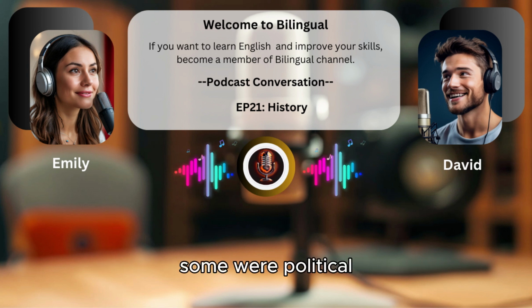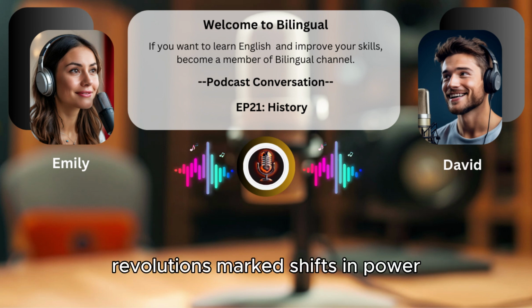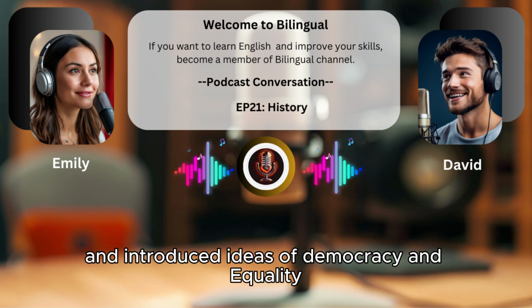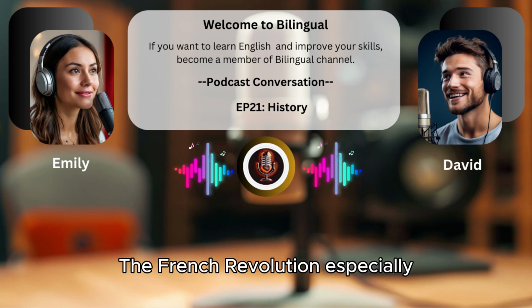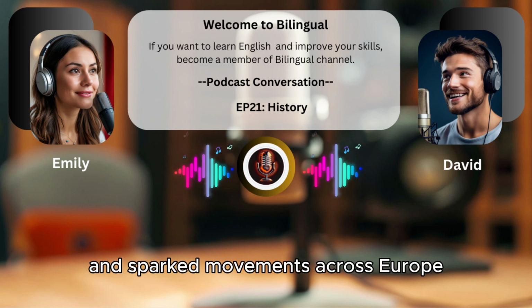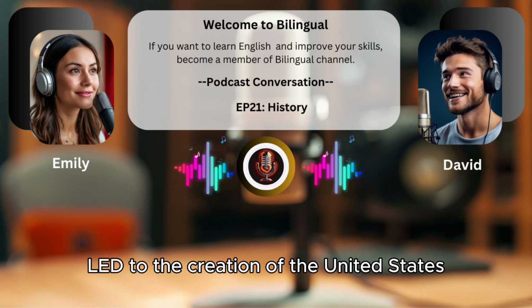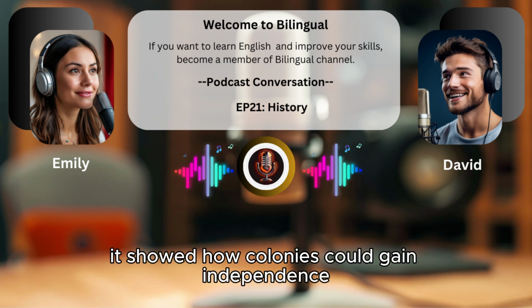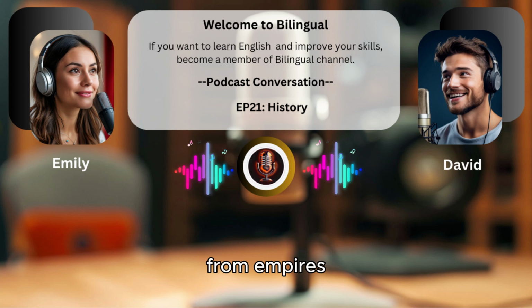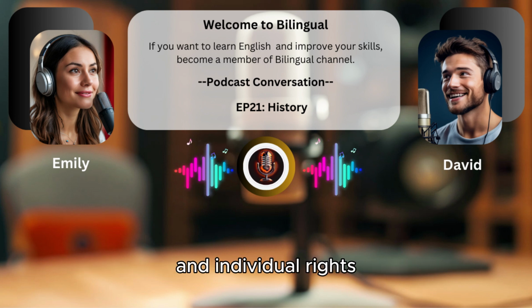Some were political, like the American and French revolutions. Yes, those revolutions marked shifts in power and introduced ideas of democracy and equality. The French Revolution especially challenged the monarchy and sparked movements across Europe. And the American Revolution led to the creation of the United States. It showed how colonies could gain independence from empires. Both revolutions had huge impacts on the ideas of governance and individual rights.